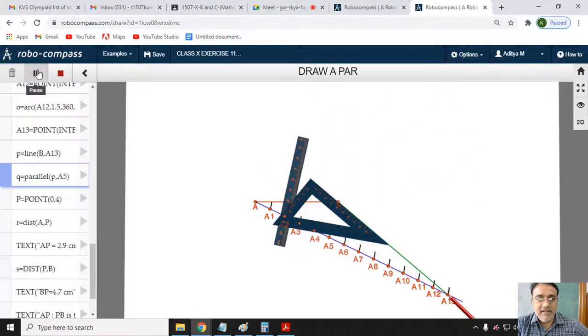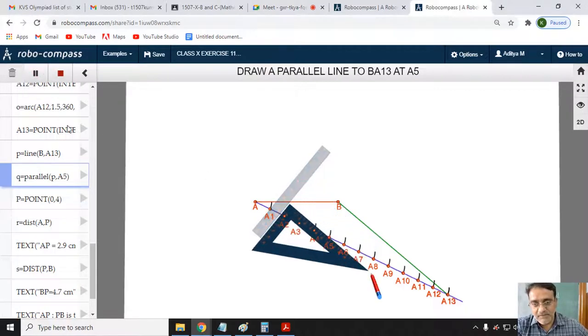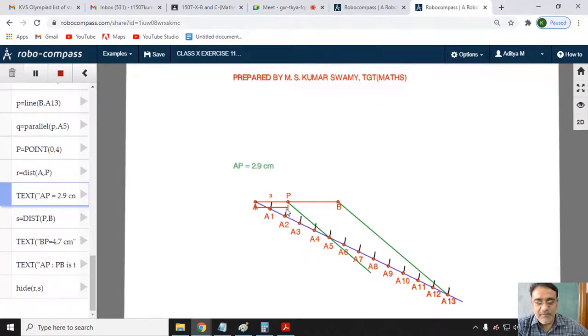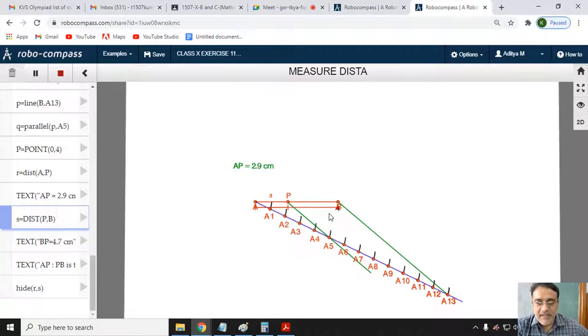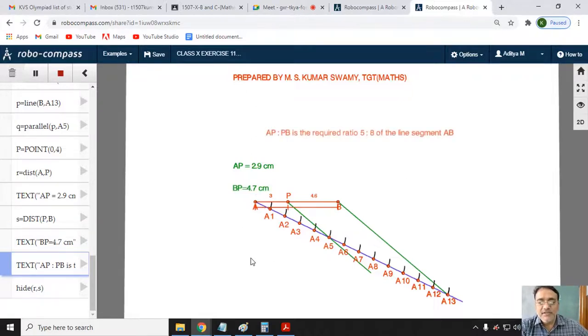Okay, after that we have to draw a parallel line. To draw a parallel line, either you can use set squares, or we can draw by using pair of compass also. So here for now I am using the set squares. See, okay, it will intersect AB at point P. So AP is 2.9 centimeter if you measure with the help of scale, and PB is equal to 4.7, and the total is 7.6. This point divides AB in the ratio 5:8.